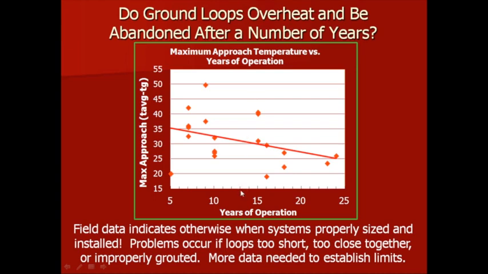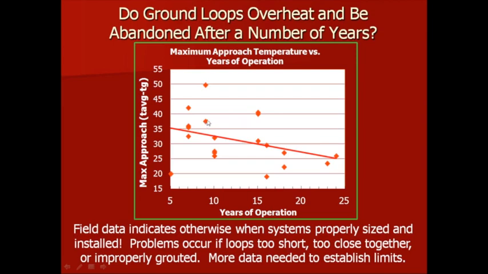Well, we did this plot here. Not sure it's the best way to show it, but basically it's the years of operation versus the approach temperature, which means the difference between the temperature of the undisturbed ground and the average ground loop temperature in the summer, the maximum. So you can see the older loops were actually not as hot. The main reason we saw that the loops were hot was because they were just too short or undersized, and oftentimes not finished very well.